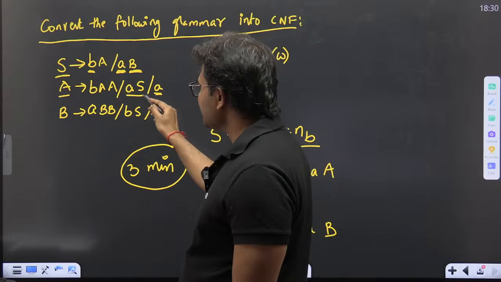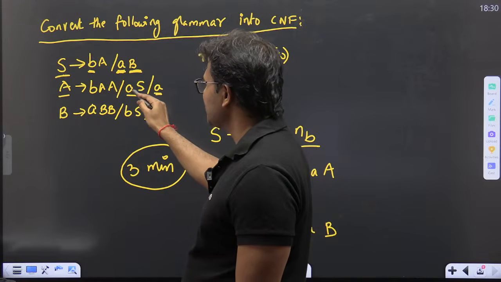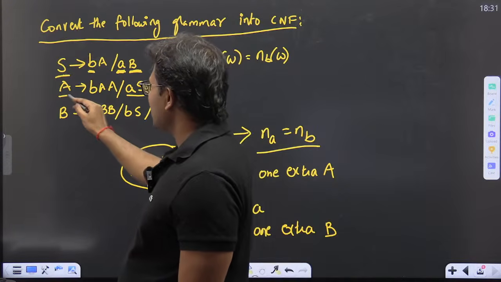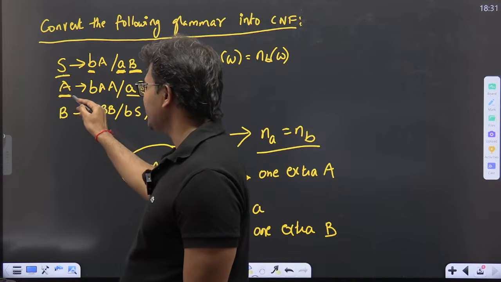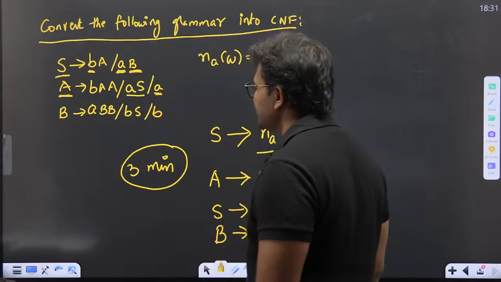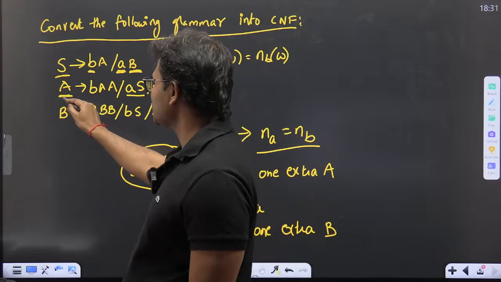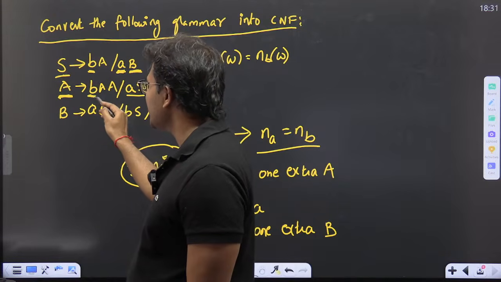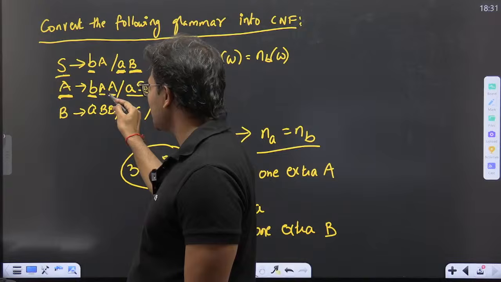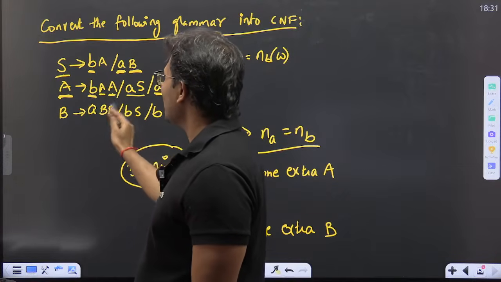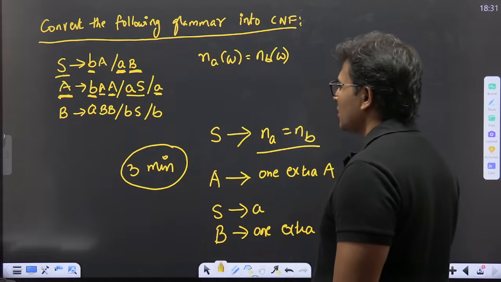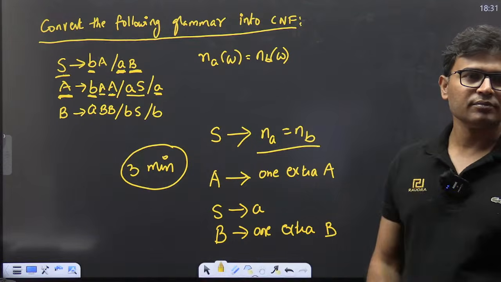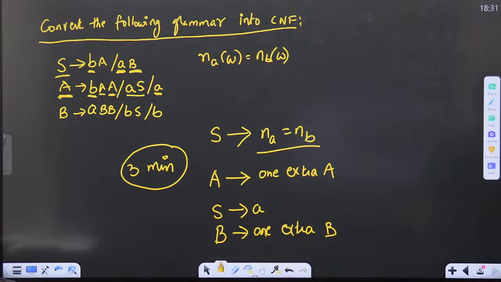If I write AS, S has an equal number of A's and B's and A is extra. Now it is A's responsibility to generate an extra A. Now, instead of one extra A, if it has generated a B, then it has to generate two extra A's so that the total can be one extra A. Are you getting the beauty?